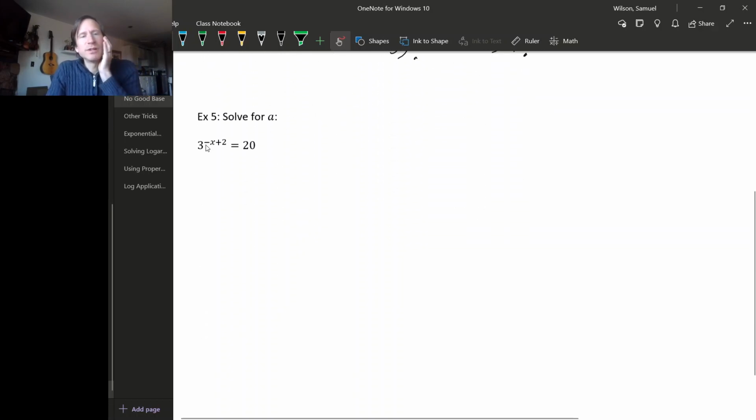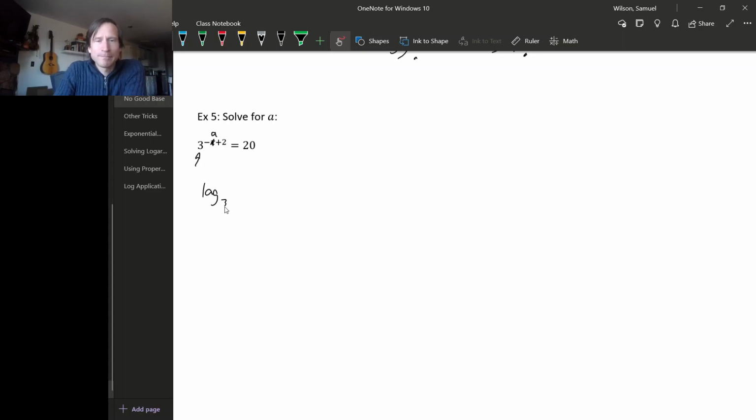Okay, let's try this one. Solve this equation for a. So we're kind of in the same situation where there's a base. The left-hand side makes us maybe want to use 3 for the base of our logarithm. The right-hand side maybe makes us want to use 20, but it seems like maybe we should use 3 instead because the left-hand side is more complicated. So let's use log base 3.